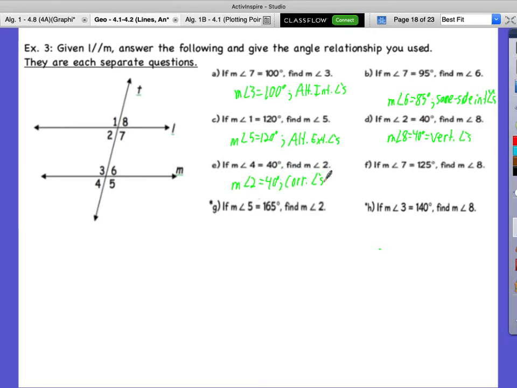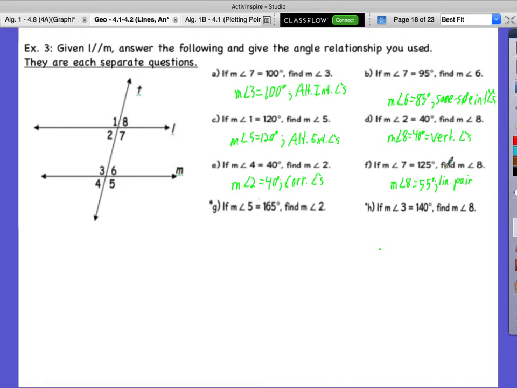Okay? Letter F, angle 7 and angle 8, what kind of angles are those? Right next to each other, they form a straight line. Linear pair. Okay? So what would the measure of angle 8 be then? 55 degrees there, supplementary. Okay?